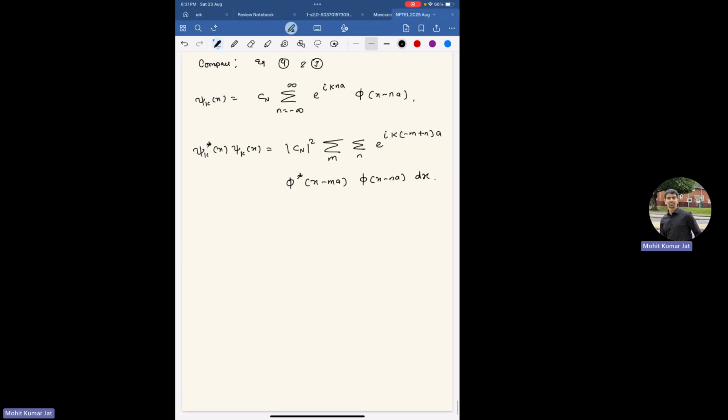This will essentially give you C_n square, summation over m, summation over n, e to the power ik(minus m plus n)a, and the integration over this summation you can write as phi star(x minus ma) phi(x minus na) dx, right? This will be over all the states which are there. So phi star(x minus ma) phi(x minus na) dx, right?